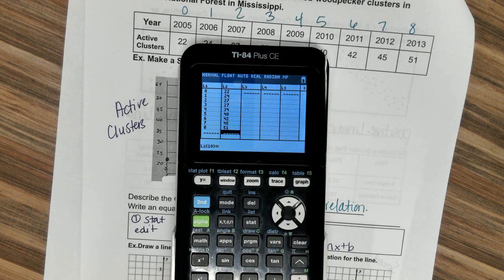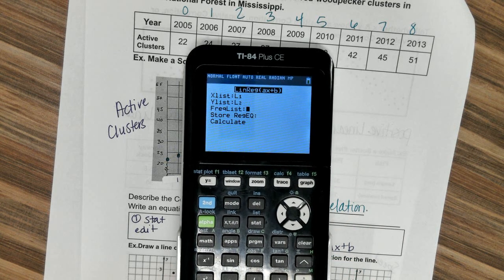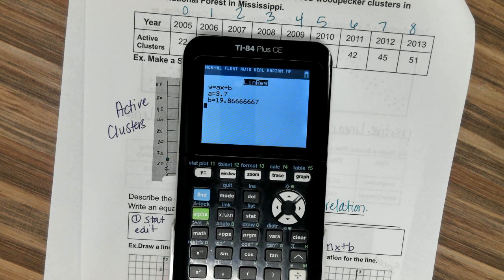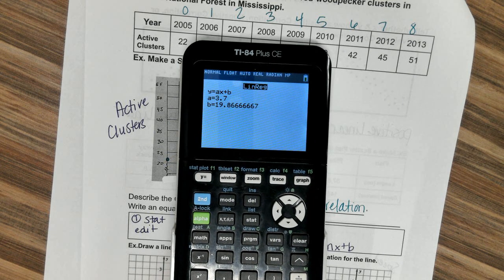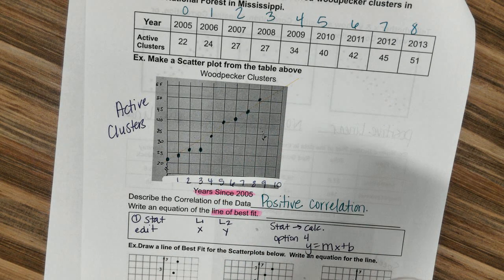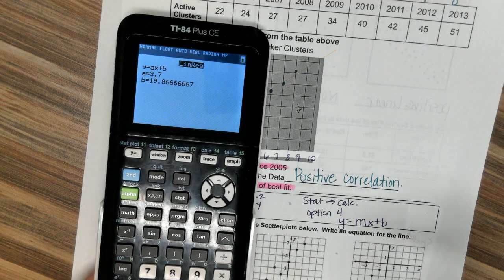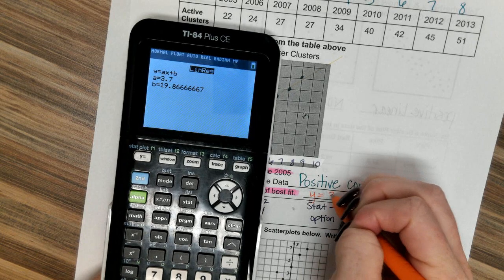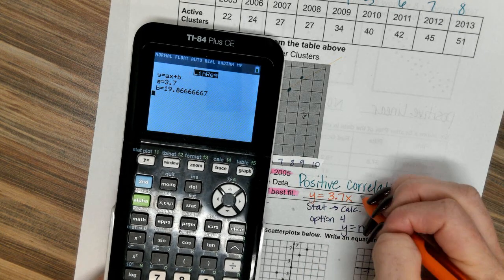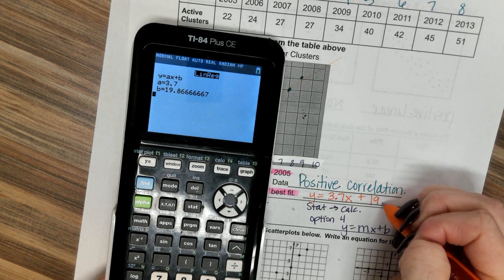So once you have all your data in, you go to Stat Calc, option 4, hit enter, and it's going to calculate your line of best fit. Now again, this is not a perfect line going through these dots. It's called a line of best fit. So our equation would be y equals 3.7x plus, and let's round to the tenths place, 19.9.